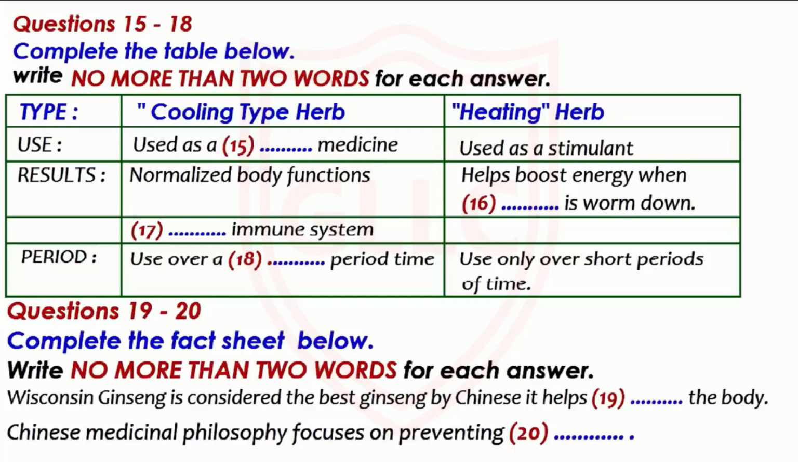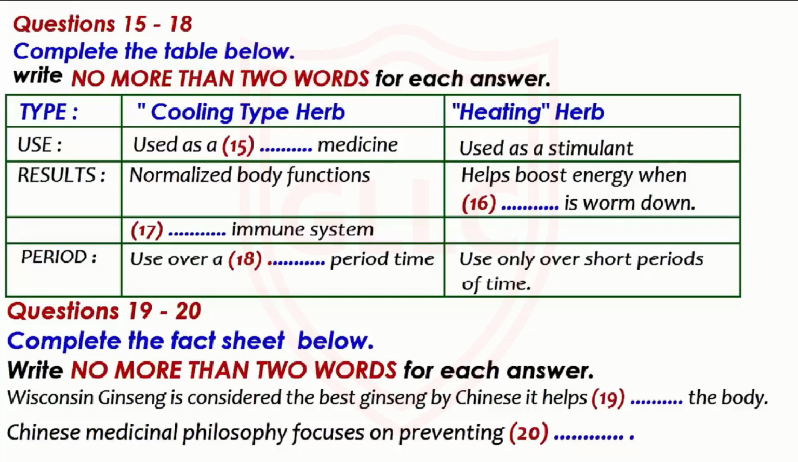As a heating herb, Panax ginseng is used more as a stimulant and is often prescribed in China when the body is recovering from an illness and is worn down and in need of a rapid boost of energy. It is only recommended to be taken over short periods of time and not continuously.